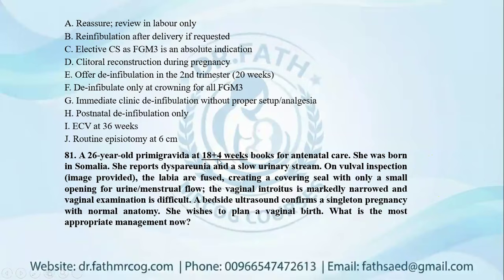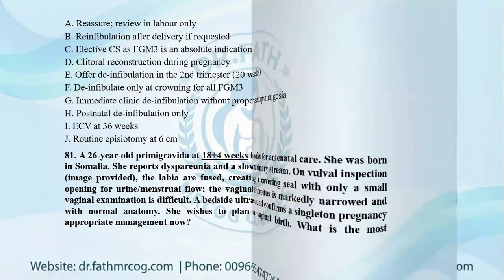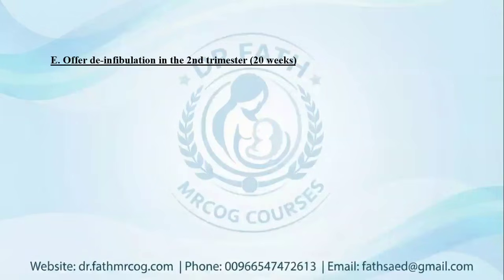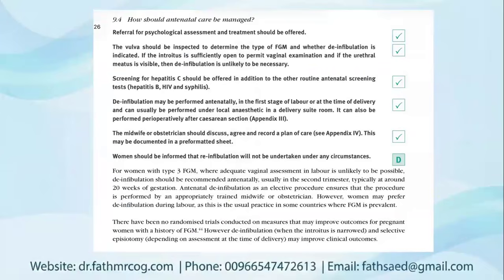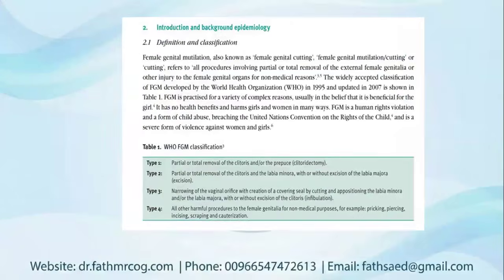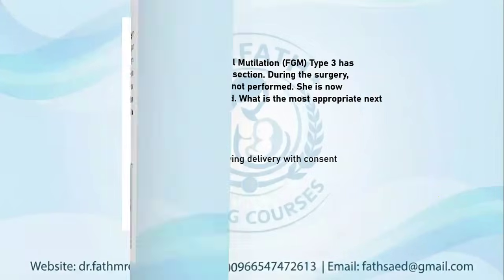The patient is 18 weeks plus 4 days. If you want to do defibulation in the antenatal period, at what time will it be done? At 20 weeks. If not done at 20 weeks, it will be in the first stage of labor if the patient has an epidural. If not done in the first stage of labor, it will be just before crowning. If not done, it will be during the cesarean section. If not done, the patient will come for follow-up.